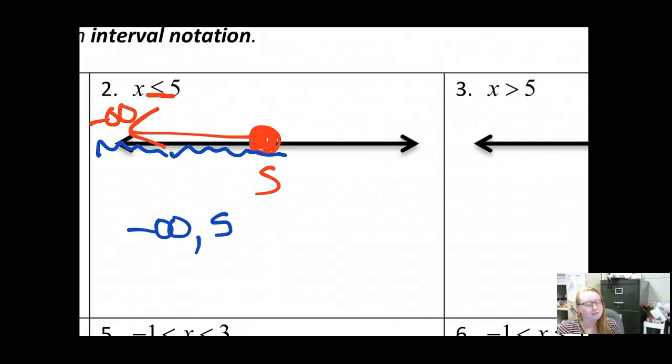I have to put a comma in between. Infinities always get parentheses because we don't know what they equal. And 5 is going to get a bracket this time. The reason it gets a bracket is because it has a straight line equal sign, so it gets a straight line bracket, or because it has that closed dot. Okay, your choice on how you remember that. I want you to understand that just because the 5 has a bracket doesn't mean that the infinity gets a bracket. Okay, so the infinity should always have a parenthesis no matter what your number gets.